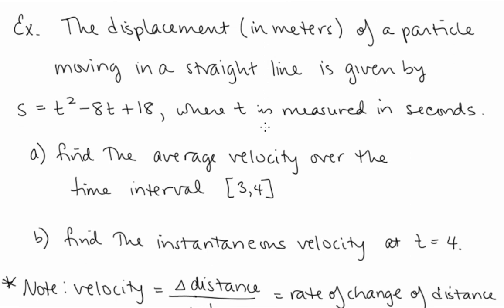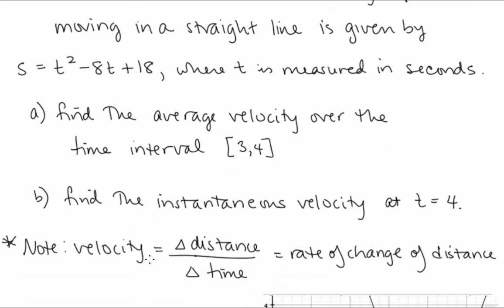Here we have the displacement in meters of a particle moving in a straight line, given by s equals t squared minus 8t plus 18, where t is measured in seconds. They're asking for the average velocity over the time interval [3, 4], and also the instantaneous velocity at t equals 4. Well, the first thing we have to do is make the connection between rate of change and velocity.